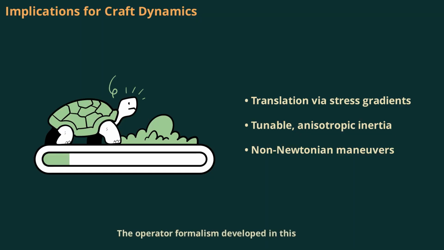The operator formalism developed in this chapter has profound implications for craft dynamics. Translation is achieved not by expelling mass or force, but through engineered temporal stress gradients in the vacuum. Inertia becomes tunable and directionally dependent, allowing for extreme acceleration without internal stress. These maneuvers appear non-Newtonian to external observers, challenging conventional understandings of motion and propulsion.